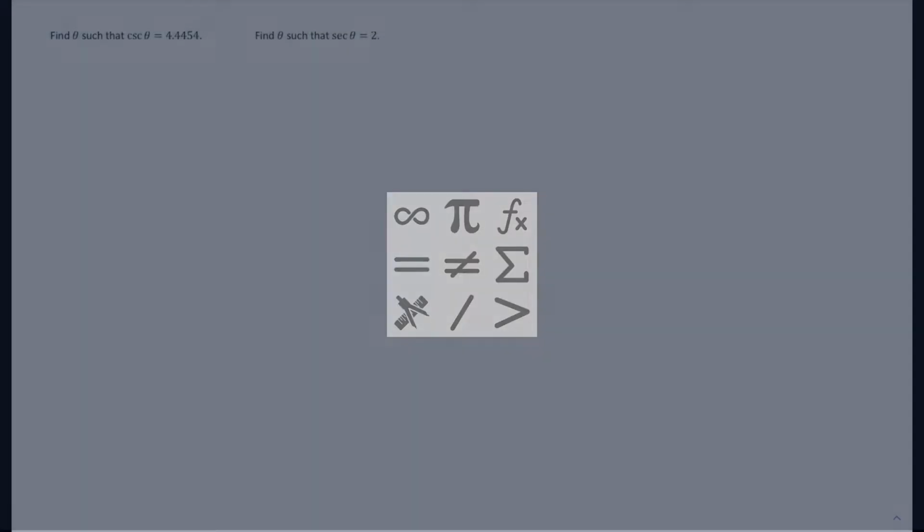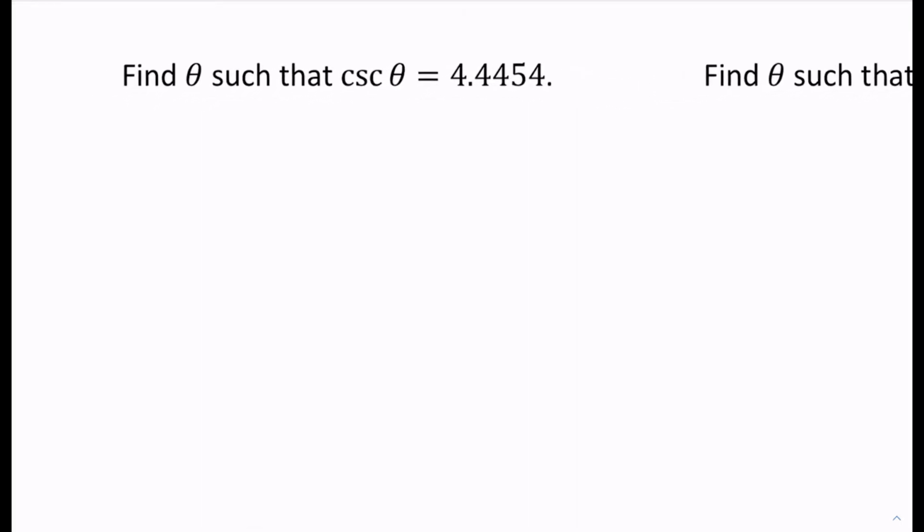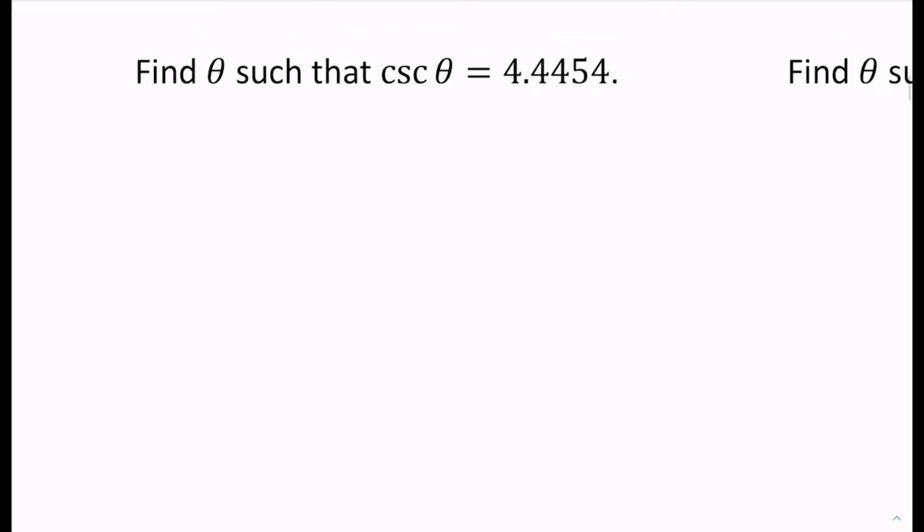In this example, we have two questions where we want to find the value of theta given two trig values, both of them expressed as reciprocal values. Let's start with the first one here. So I have: find theta such that cosecant theta is 4.4454. Well, again, there's no inverse function for cosecant theta.